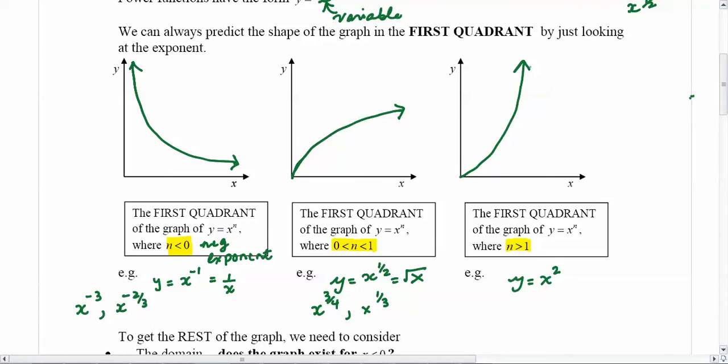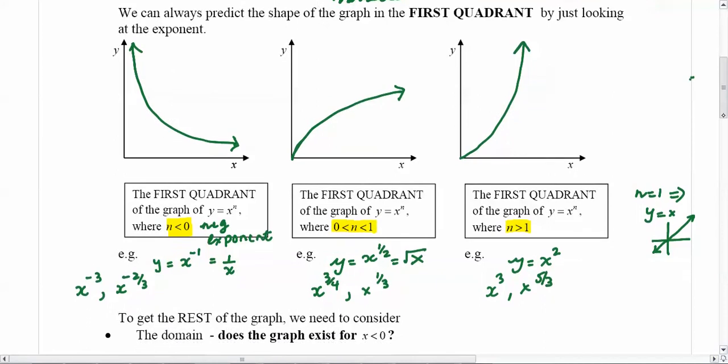And you will notice that we've covered everything except for where the exponent equals 1, because then we simply get y equals x, and that function is of course very familiar to you. It's just a straight line. So we leave that case out. And so that means that graphs that look like x cubed, x to the 5/3, and so on, as long as the exponent's bigger than 1 and obviously positive, will look like the graph of y equals x squared in the first quadrant.